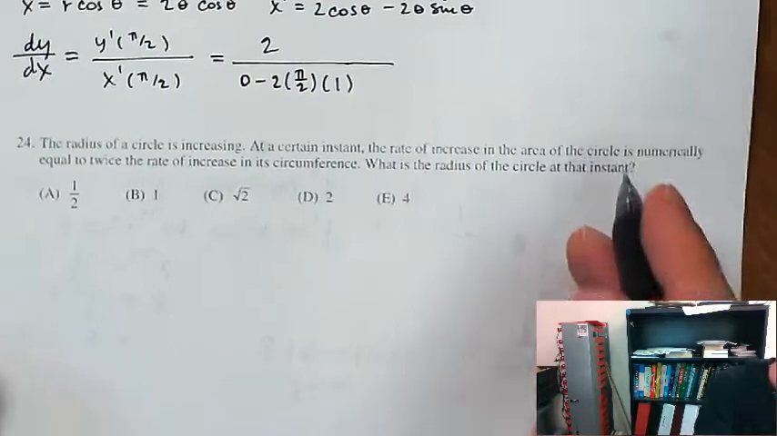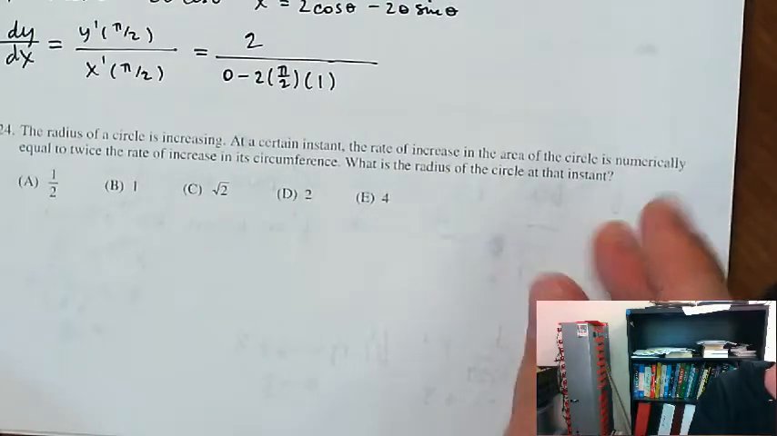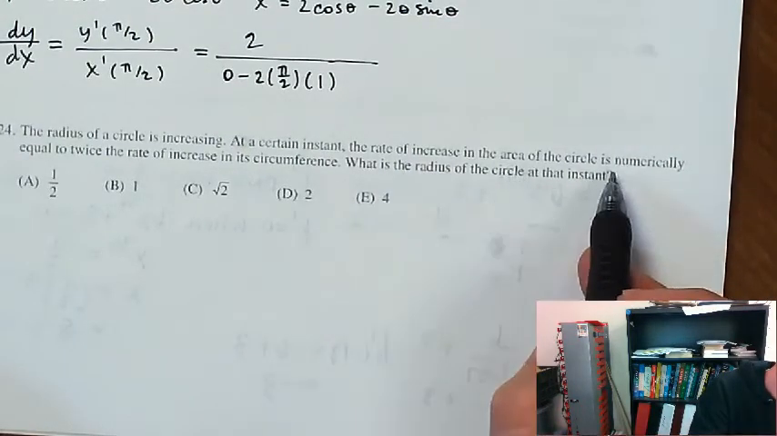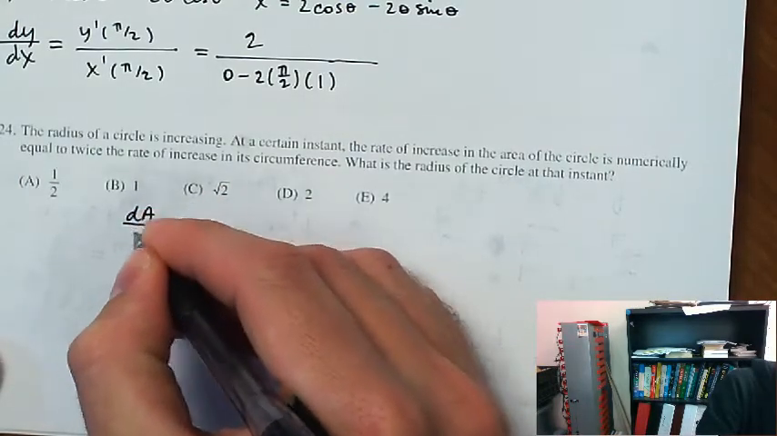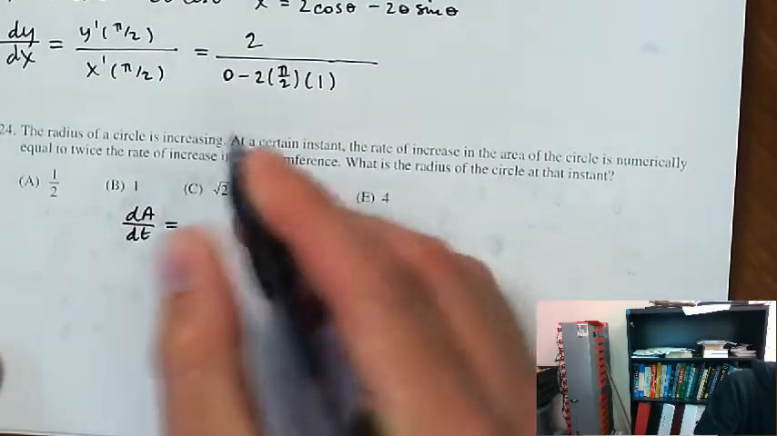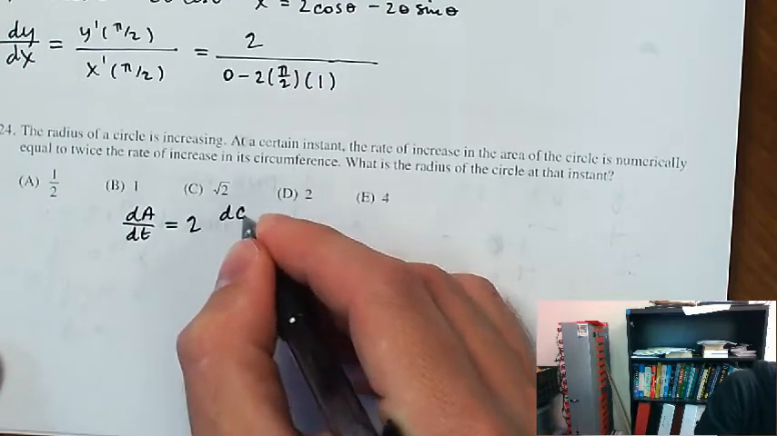Radius of a circle is increasing at a certain instant. The rate of increase in the area of the circle is numerically equal to twice the rate of increase of its circumference.